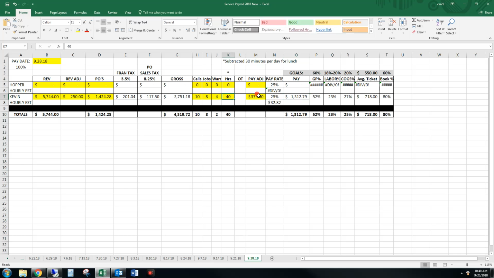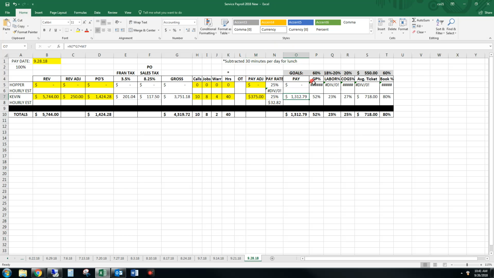Then we actually have his pay adjustment. Pay adjustment is when we need to add money onto his check because he did something like he got parts at Home Depot, and we need to pay him back. He had to get gas out of pocket. We need to pay him back. Things along those lines. And then it just calculates his actual overall pay right here. And then it's a good tracking mechanism.